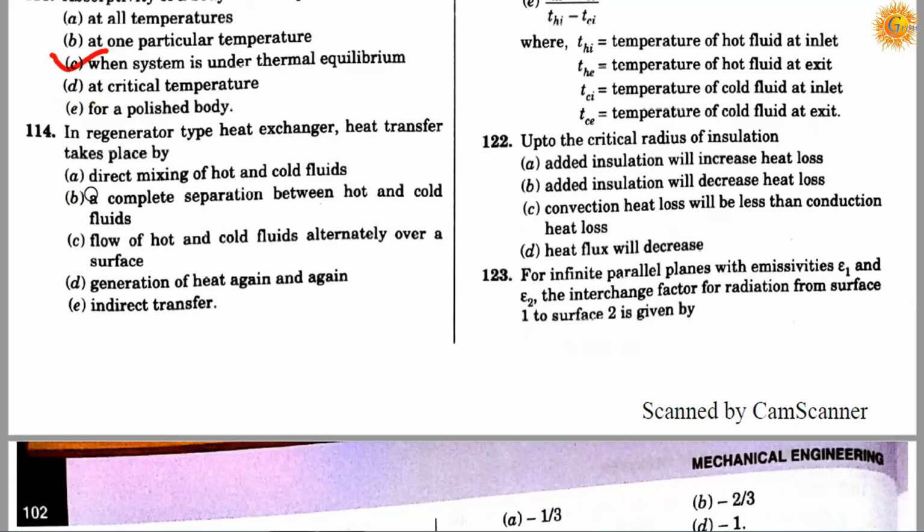Question number 114. In regenerator type heat exchanger, heat transfer takes place by option A, direct mixing of hot and cold fluids, option B, a complete separation between hot and cold fluids, option C, flow of hot and cold fluids alternatively over a surface, option D, generation of heat again and again, and option E, an indirect transfer. Correct answer is C, it will be flow of hot and cold fluids alternatively over a surface.